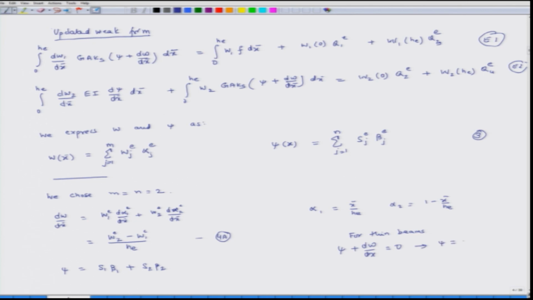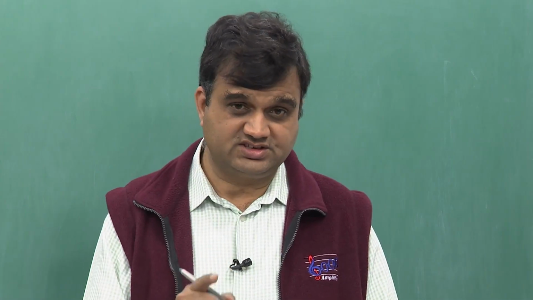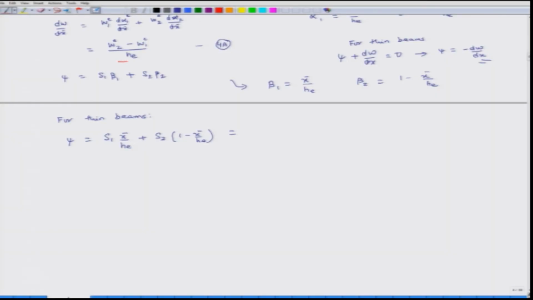Which means psi equals minus dw over dx. Okay. So, if that is the case, then for thin beams, once again, beta 1 is equal to x bar over he and beta 2 is equal to 1 minus x bar over he, right. So, for thin beams psi equals S1 x bar over he plus S2 1 minus x bar over he, and this equals minus of dw over dx, and dw over dx is the thing which is underlined in red.